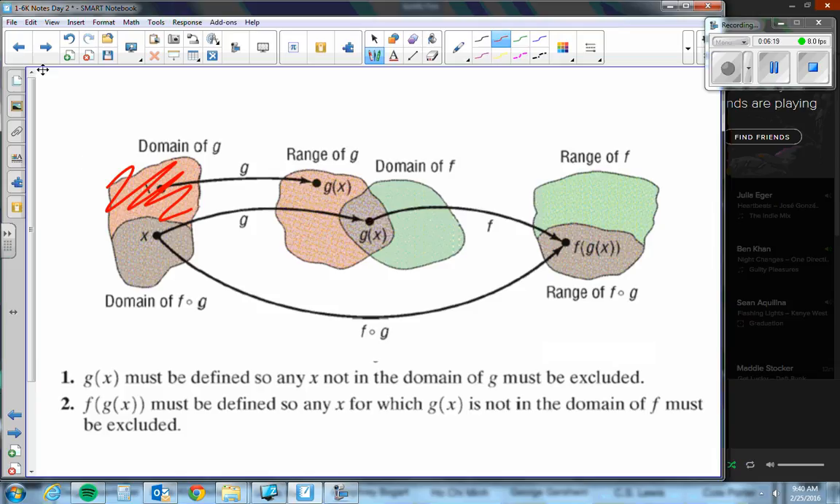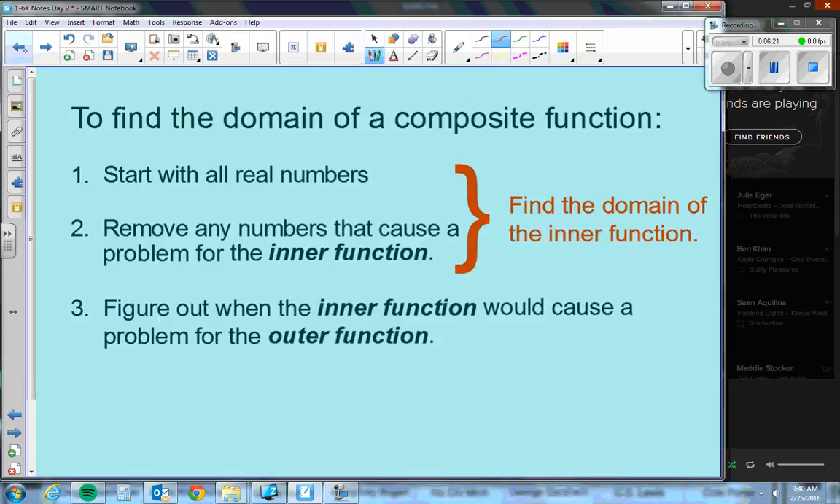It's kind of hard to see that with that picture, but we'll do some examples, obviously. You have this on your paper, and I'm not going to change it, but my point is that the first two steps, where it says start with all real numbers, then remove any numbers that cause a problem for the inner function, that is how you find the domain of the inner function. So you might need to label it like this. Step one, find the domain of the inner function.